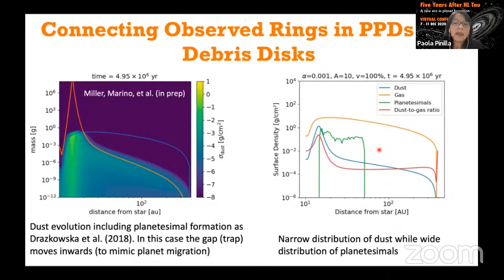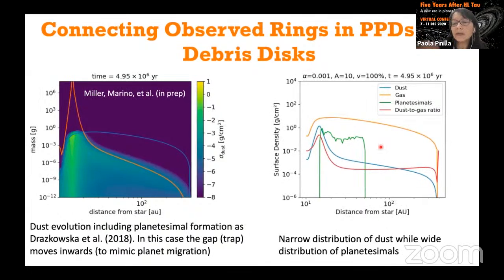of evolution. And you can see that it is indeed the case that planetesimals have a very wide radial distribution, but the dust is concentrated in a narrow ring. So stay tuned for more results.